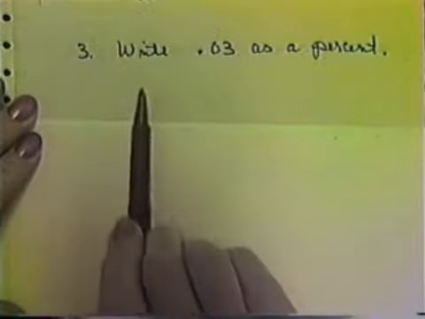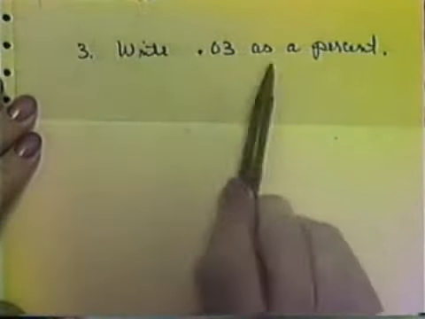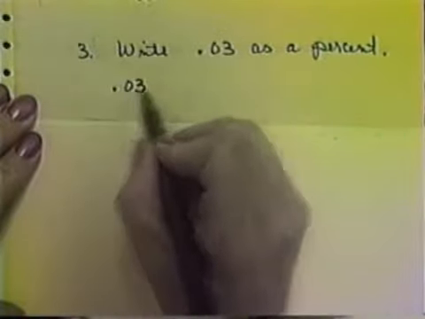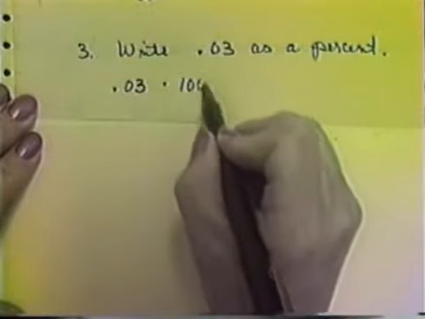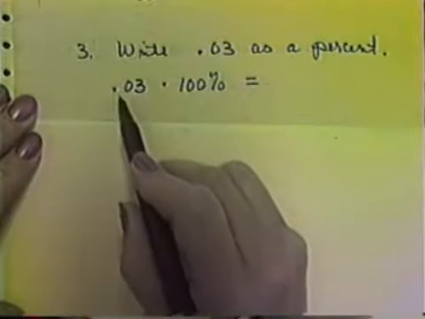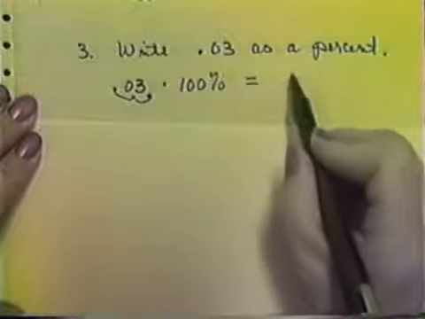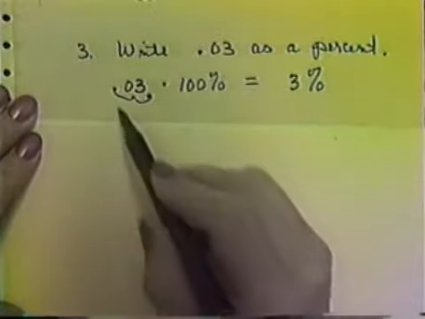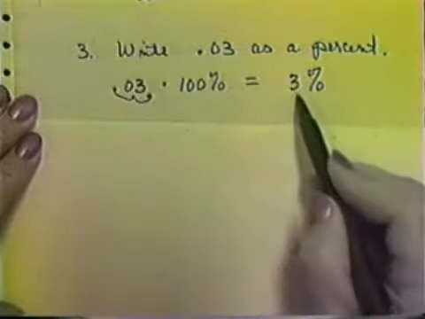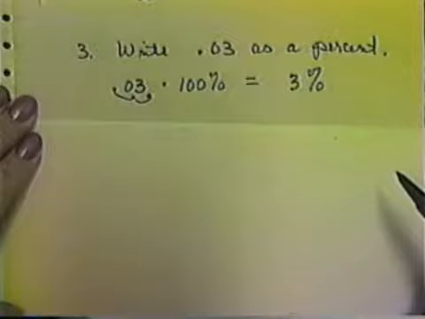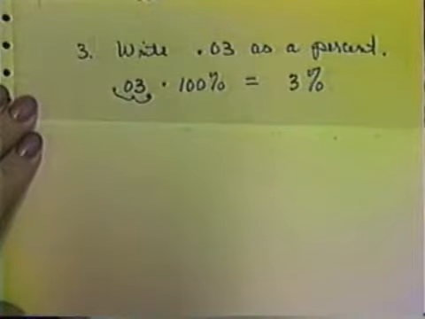Okay, next example, we want to write 0.03 as a percent. So we're going to take 0.03 and multiply by 100%, which is going to give us, move the decimal 2 places, 3%. Multiply 0.03 times 100 and we get 3%. How are we doing?